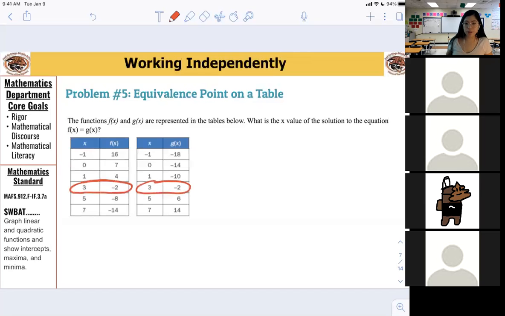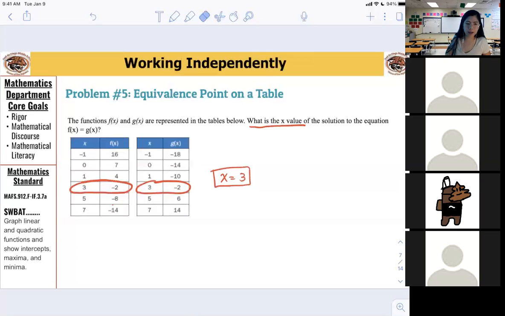So the answer to the question, because it's asking what is the x value, what would be the answer to this question? 3. X equals 3. That's it. I don't care about the y value. I'm just asking for the x value. Is there any other place where they are the same? No. Well, yes, sort of, but where they are exactly the same? No. It looks like they're close over here, but one is positive and one is negative. That is not the same thing.